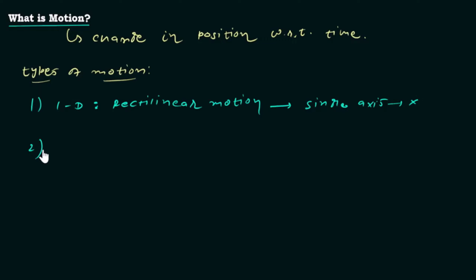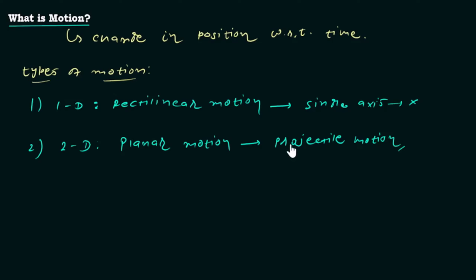Our second type of motion is two-dimensional motion, which is basically planar motion. In this particular motion we can have two types of motion. First is projectile motion, or second is circular motion. These two kinds of motion are known as planar motion, and such motion occurs only in two dimensions.